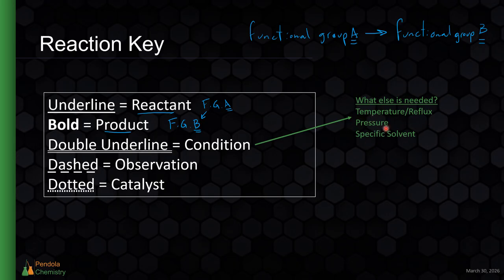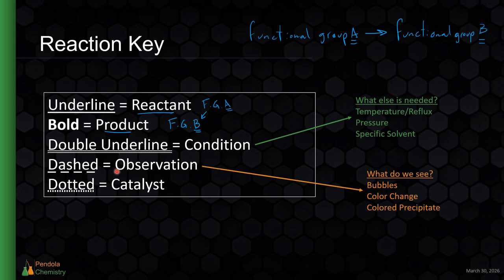Is there a specific solvent? So maybe the reactants cannot be in water, maybe they need to be in ether, or they need to be in ethanol instead of water, and they're not aqueous. So that's what we will classify under conditions. What are the conditions, the non-chemicals, solvents, temperature, pressure that is needed? And those are always going to have a double underline in the slide.